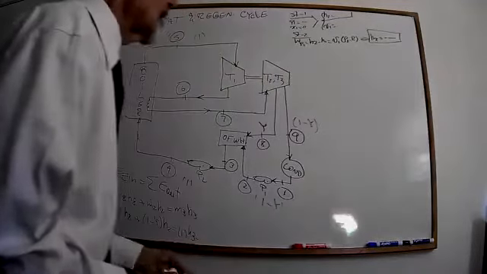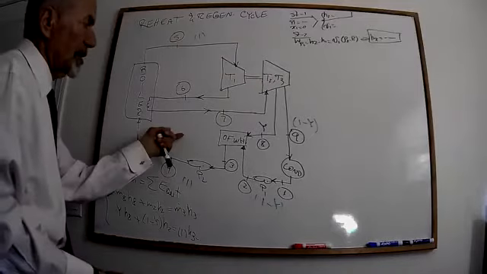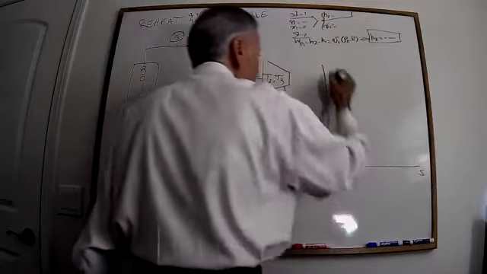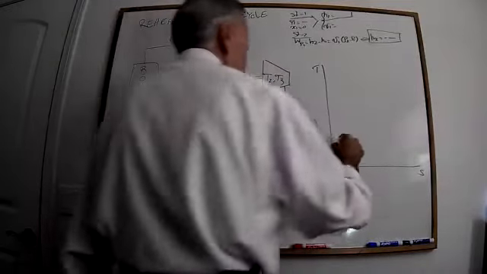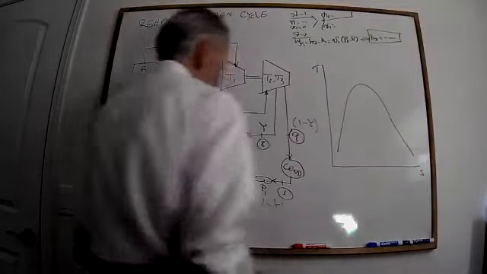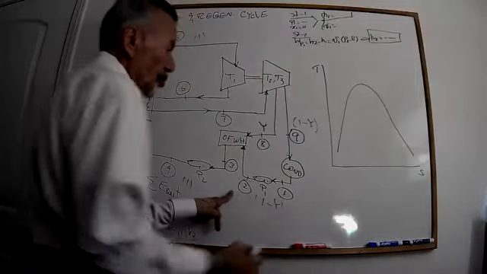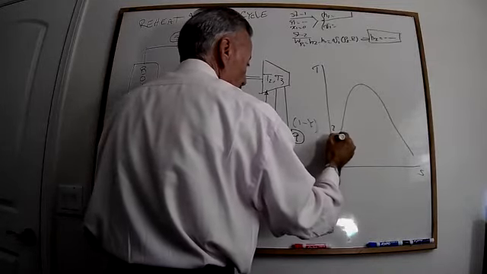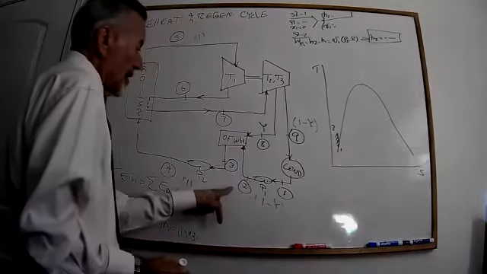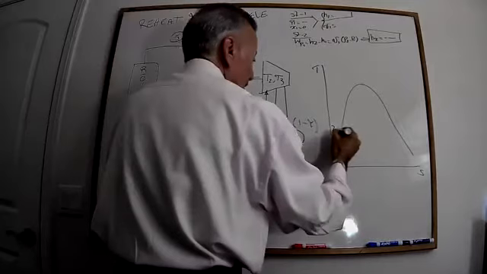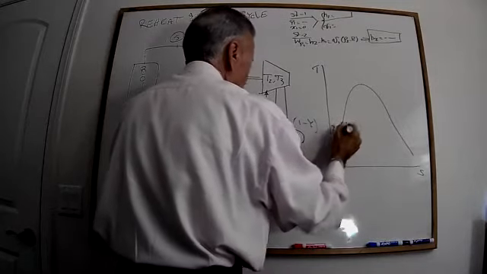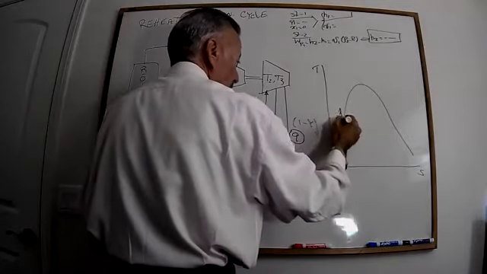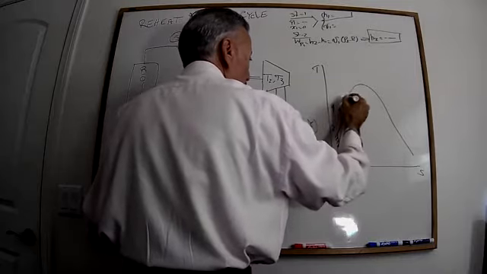Now, let me do the TS diagram. That's the important part. And I'm going to erase this. The TS diagram, again, is very simple. You don't have to memorize this. All you need to do is just follow your equipment diagram. Your point 1 is right here, going to point 2 isentropically. Then you're going to the feed water heater. So that's obvious. This becomes point 3. Then you go to the second pump. That's point 4 isentropically. Now you're going to the boiler.